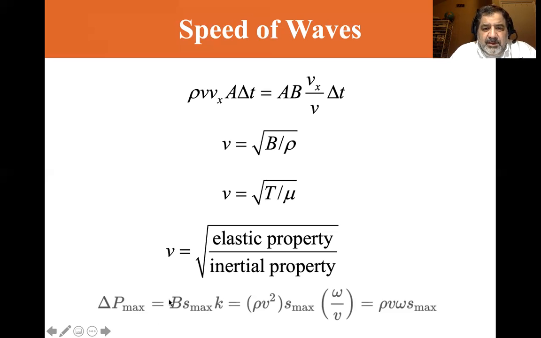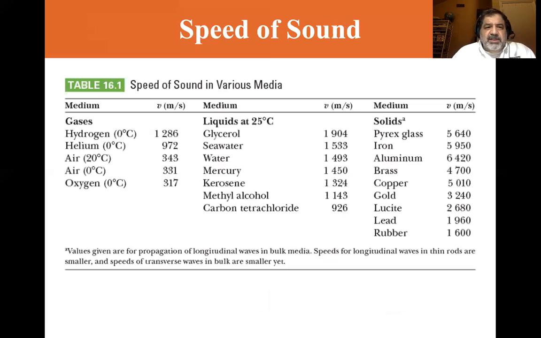We make that substitution here. Density times v squared for B, times s max times the omega over v, the 2 pi over lambda multiplied by f top and bottom. And that gives you the density times the velocity times omega, the angular frequency, times s max, which is a much simpler equation to derive than this one, because you don't always know the bulk modulus of what you have, but you do have the density, and we have the densities right here for different media.